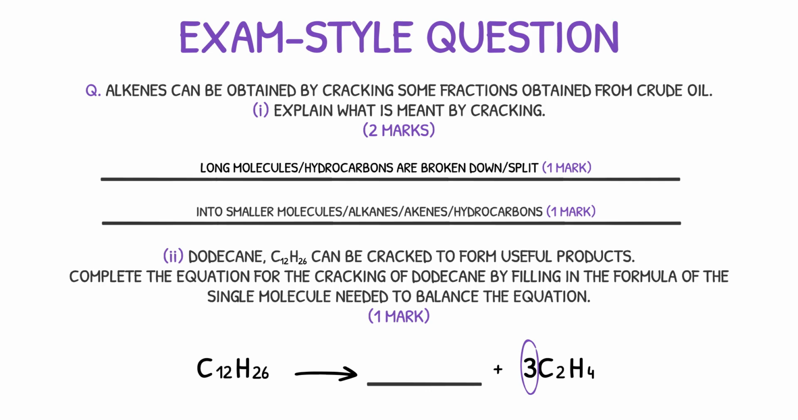12 carbon atoms minus the 6 carbon atoms from our 3 molecules of C2H4 gives a total of 6. Our compound has 6 carbon atoms. And 26 hydrogen atoms minus the 12 from our 3 molecules of C2H4 gives a total of 14. Our compound has 14 hydrogen atoms. Our answer to this question is C6H14.